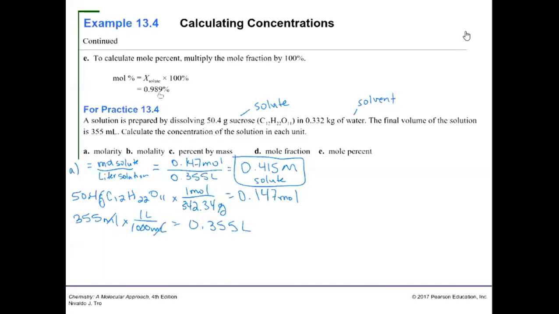Gives us our molarity. That was part A. Molality, then we'll go down here. So molality means we need the moles of the solute, which we already calculated, divided by the kilograms of solvent. Molality is the only one that's based on solvent. So we already have our top part, 0.147 moles of solute on top.